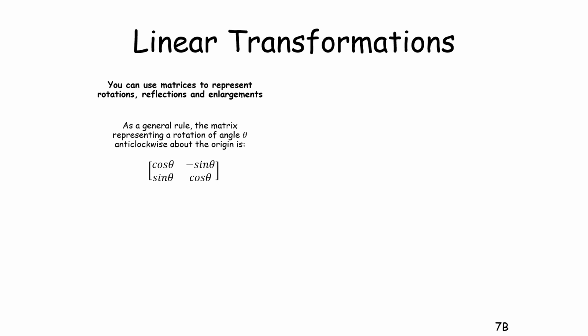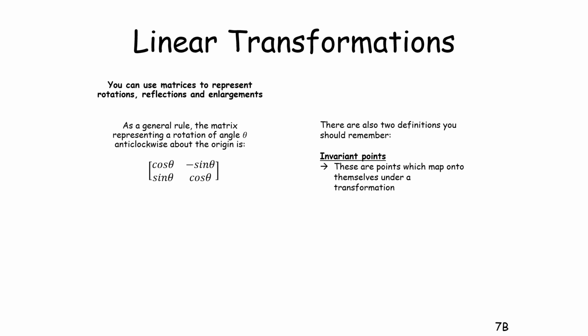As a general rule, a rotation of angle theta anti-clockwise about the origin is given by this: cos theta, sine theta, minus sine theta, cos theta. There are also two definitions you should remember: invariant points, which are points that map onto themselves under the transformation, and invariant lines, which are lines that map onto themselves under the transformation.